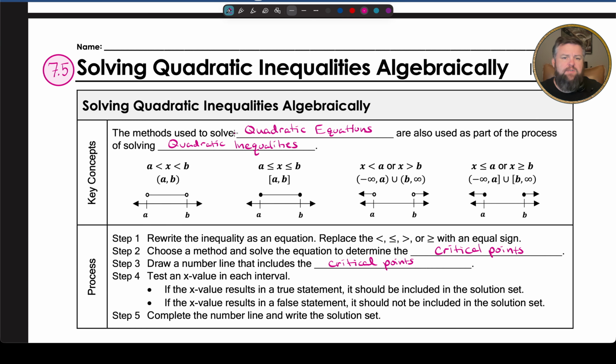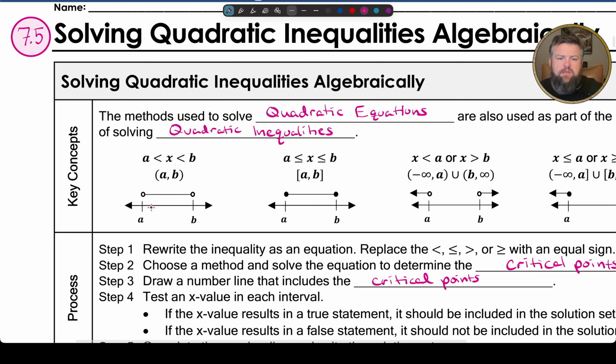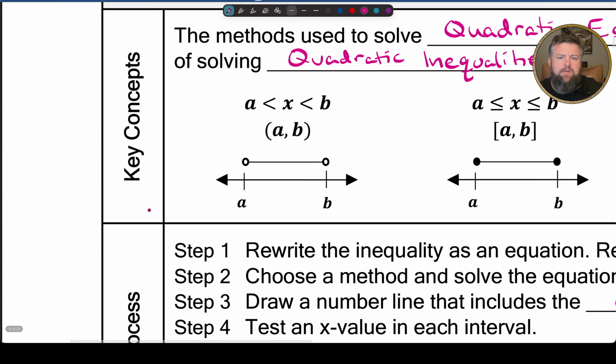using the graphs. So solving a quadratic inequality algebraically, the methods that we use to solve quadratic equations are also going to be used as part of the process of solving quadratic inequalities. So let's take a look at the four types that we're going to see. Zoom in on this region here.